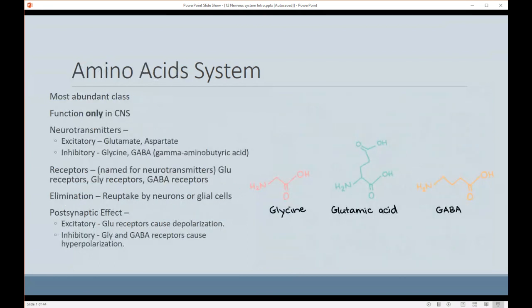In the amino acid systems, this is our most abundant class, and they function only within our central nervous system. There are different neurotransmitters. There's excitatory ones like glutamate and aspartate. Aspartate might sound similar to aspartame. There are also inhibitory ones, glycine and GABA. The receptors are named for the neurotransmitters, so we have GLU receptors, GLI receptors, and GABA receptors. They're eliminated because they're reuptaken by the neurons or by those glial cells. They can be excitatory with the GLU receptors, or inhibitory with the GLI or the GABA receptors. Excitatory means it's going to cause depolarization, and we start heading up towards threshold. Inhibitory means we're going to be hyperpolarized, so we go down instead of up in our curve.